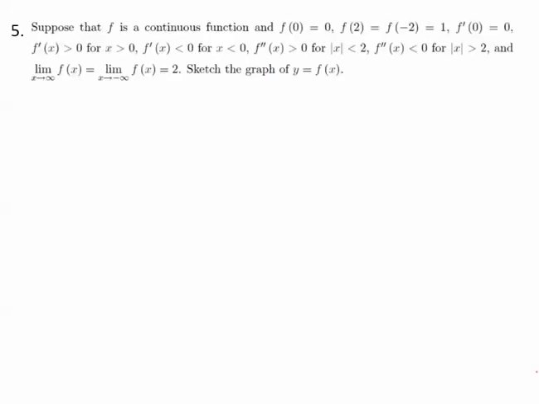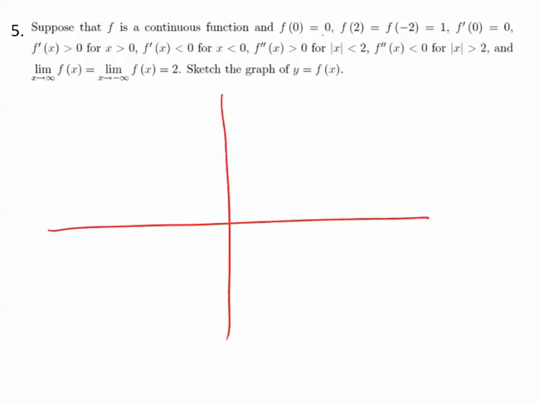All right, let's take 5 apart step by step. So we want a function f that contains 0, 0. F of +2 and f of -2 are both at 1.